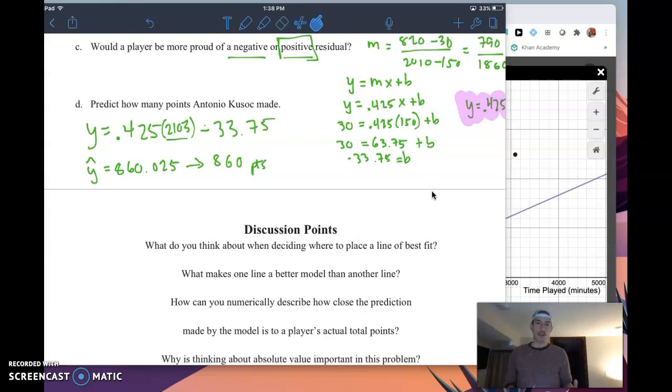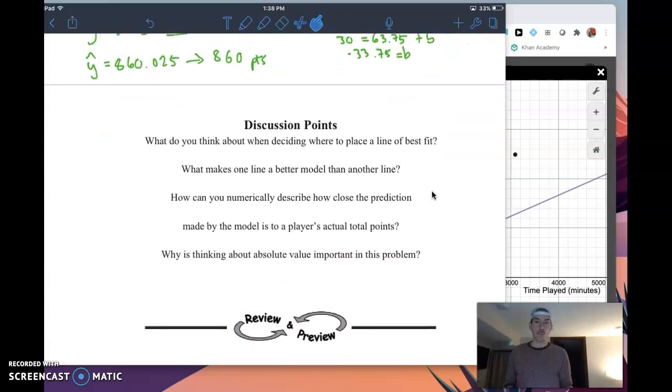How can you numerically describe how close the prediction made by the model is to the actual points? Well, we use the residual to do that, right? The residual is that error value. And then finally, why is thinking about absolute value important in this problem? Because with the absolute value, an error above or an error below is still the exact same thing. It's an error, right? I could be off by 20 points on the high end or 20 points on the low end. I'm still off by 20 points either way, we want to minimize that, and that's where we're headed.